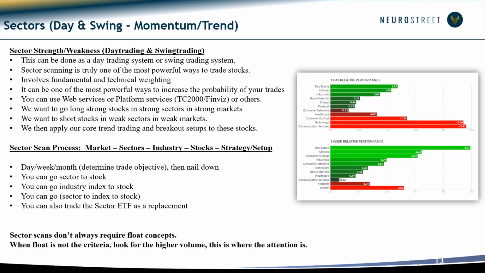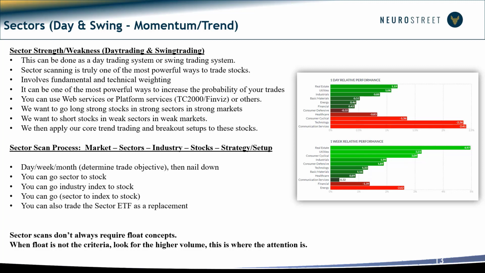So let me kind of explain something. Sector scanning is one of the most powerful ways to sort through stock lists because it involves fundamental and technical weighting. And you can use the platforms for this. So that's what they're designed for, right? The TC2000, the Finviz platforms are designed for this. And we want to look for strong stocks and strong sectors in strong markets, right? We want to short stocks in weak sectors and weak markets. The concept is we buy strength, we sell weakness. And when we apply our core strategies to this, it just becomes fantastic.